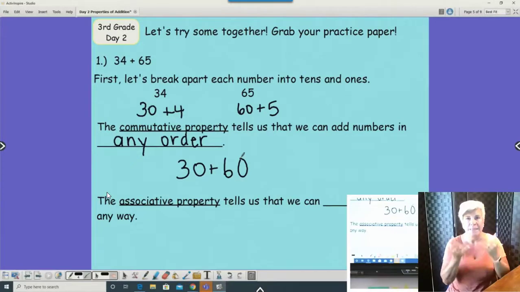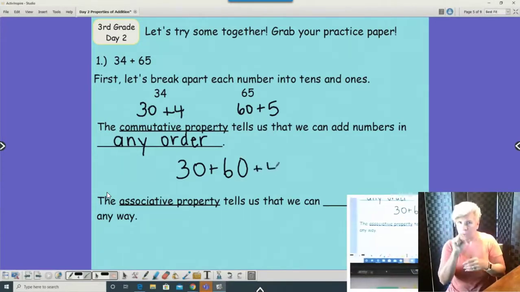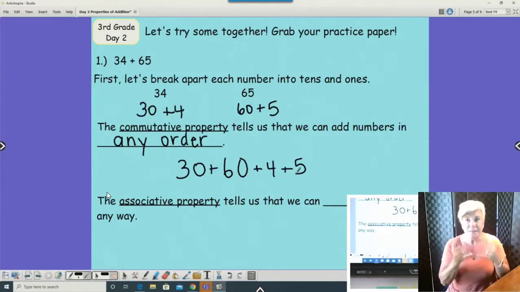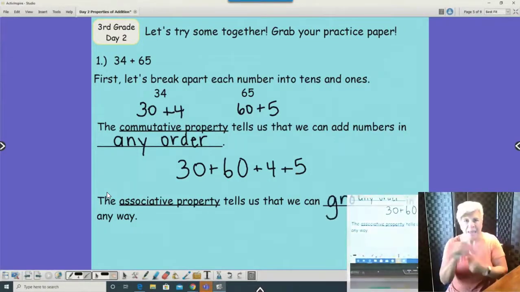Now let's grab our ones. So I've got plus 4 plus 5. So now I've changed the order. But remember, I'm not changing the sum. All right, the associative property tells us that we can do what in any way we want? That's right, we can group these numbers in any way that we want.